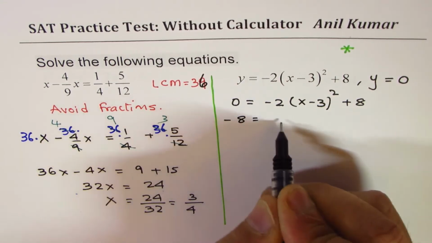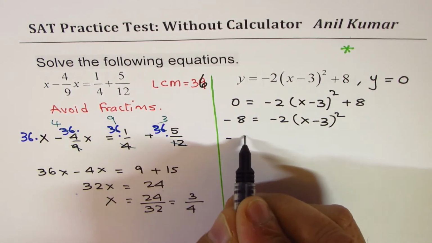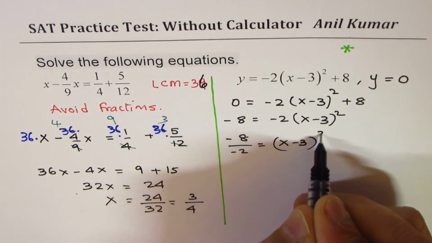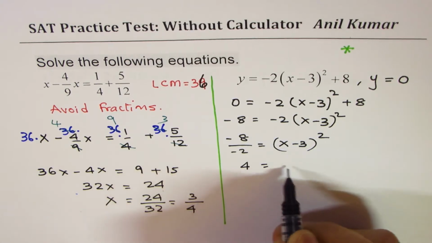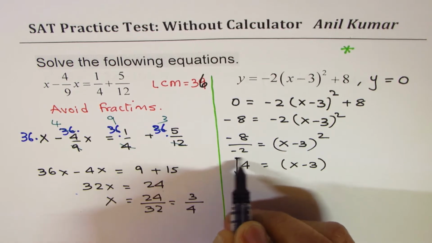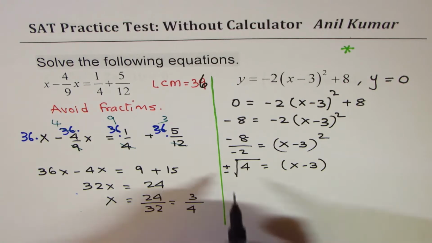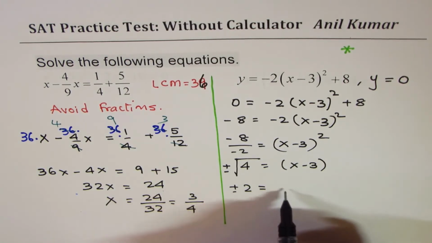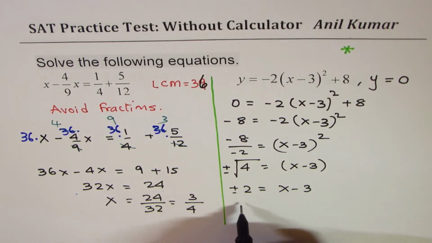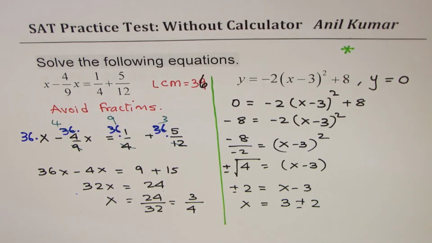Take 8 to the other side. You could divide by 2 at this stage also. Then divide by minus 2. That is indeed 4. Let me rewrite 4 this time. Since it is squared, we'll square root it. And whenever you square root, don't forget to write plus and minus. Correct? So that gives you plus and minus 2 equals x minus 3, or x is equal to, taking 3 on this side, x equals 3 plus or minus 2. So we get two solutions here.